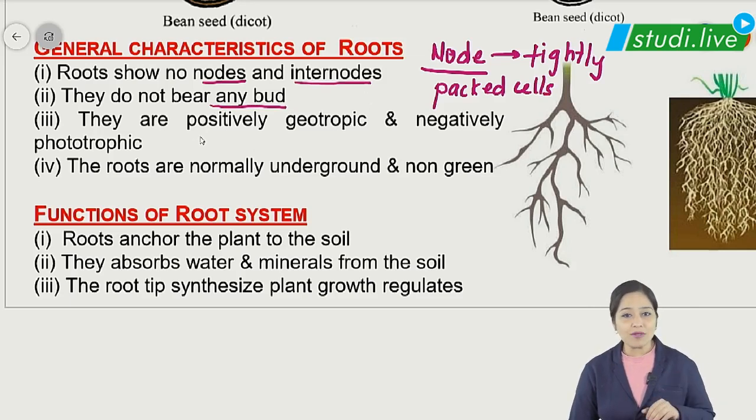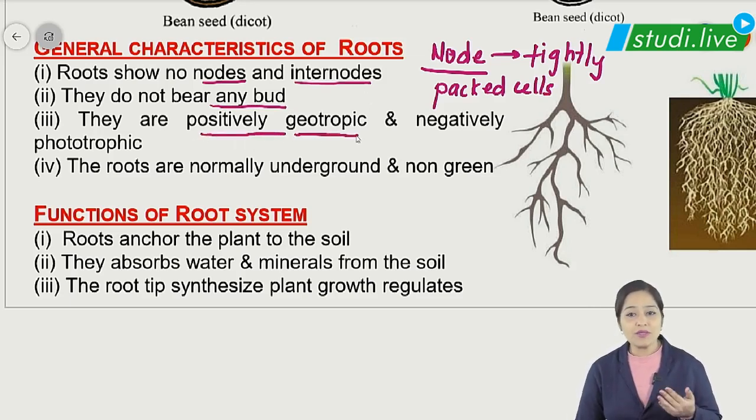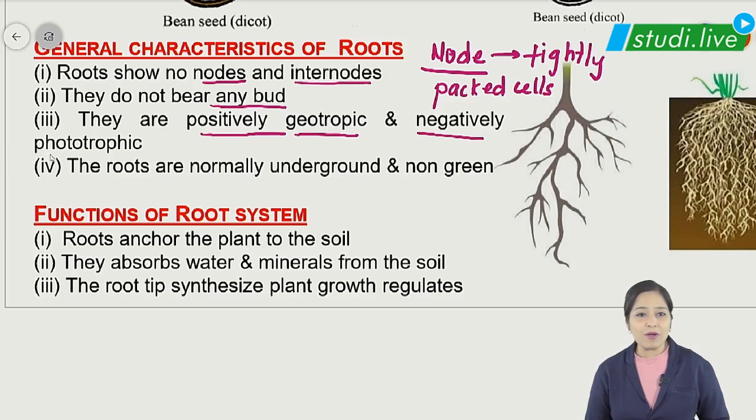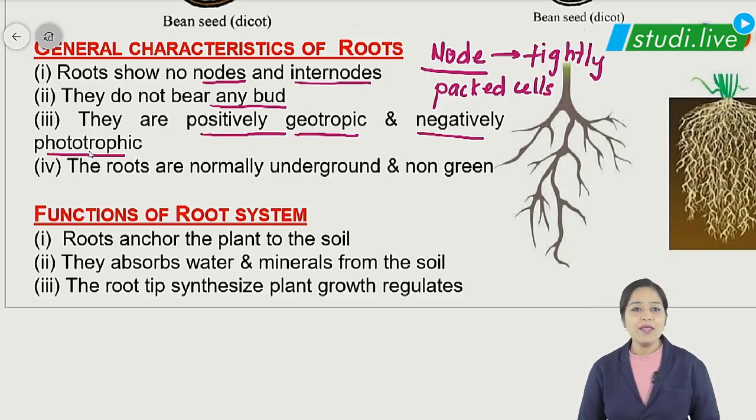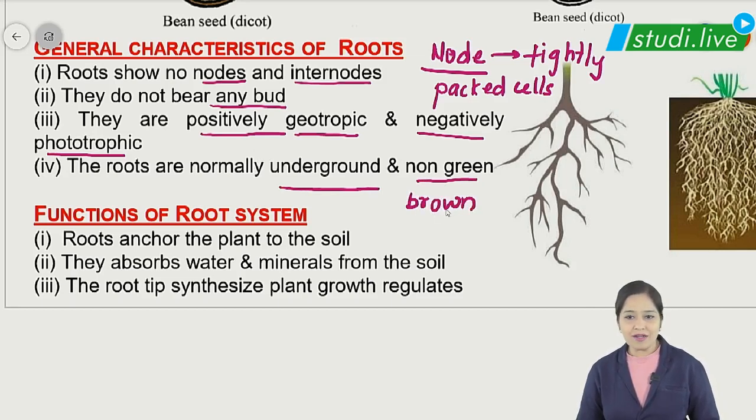हम लोग देखेंगे they are positively geotropic because they are growing towards the soil. Soil की तरफ grow हो रहे हैं. They are negatively phototropic because they are growing away from the sunlight. जब भी हम लोग वर्ड यूज़ करते हैं पॉजिटिवली, पॉजिटिवली मतलब वो उनके डायरेक्शन में है. पॉजिटिवली जियोट्रोपिक मीन्स डायरेक्शन ऑफ द सॉइल. Negatively phototropic means away from light. Now the roots are normally underground and they are non-green in color, which means they are brown in color. They are never green in color.